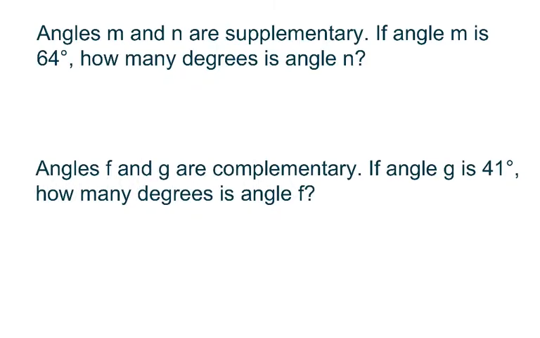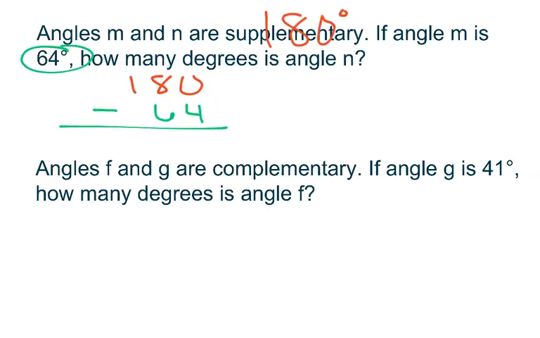Here are some concept questions. If you know that angle M and N are supplementary, well, once again, supplementary means 180 degrees. Let's take a look at this question. If angle M is 64, how can we use that information to find out angle N? If we know that they together equal 180, we can subtract the one that we know, and whatever we're left over with must give us angle N. So in this case, angle N equals how many degrees? Once you do your borrowing, you find out that angle N is going to be 116 degrees.